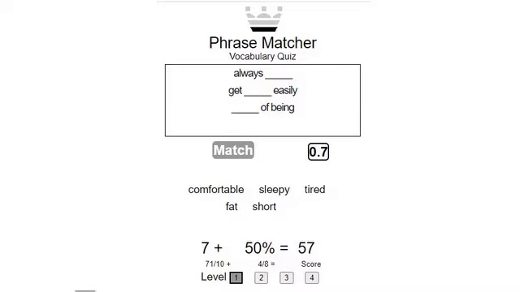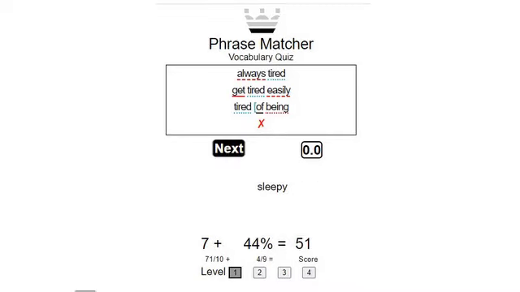For example, the word sleepy kind of fits in the first and second phrases, always sleepy and get sleepy easily. But it doesn't make sense in the last phrase, sleepy of being. The word tired works in all 3 phrases: always tired, tired easily, and tired of being. The score is based on the percentage of correct matches.